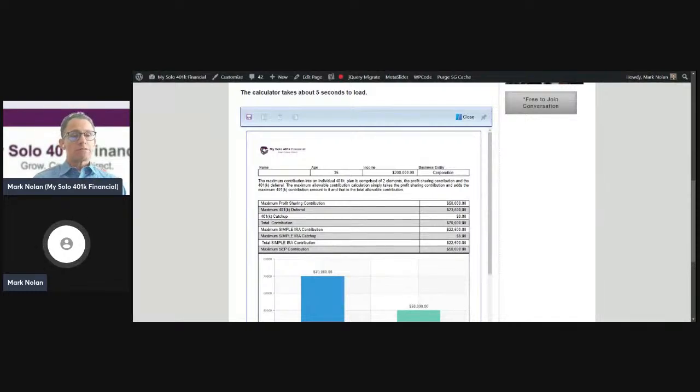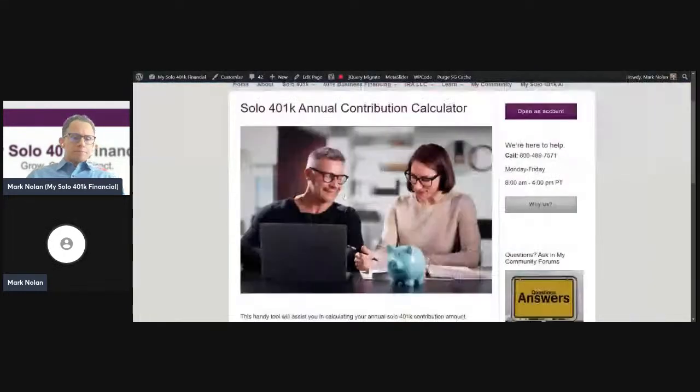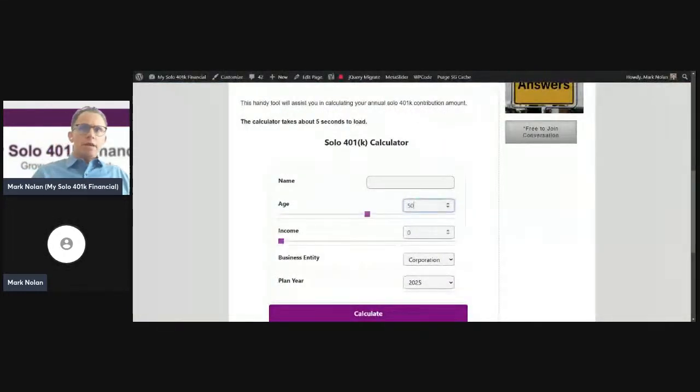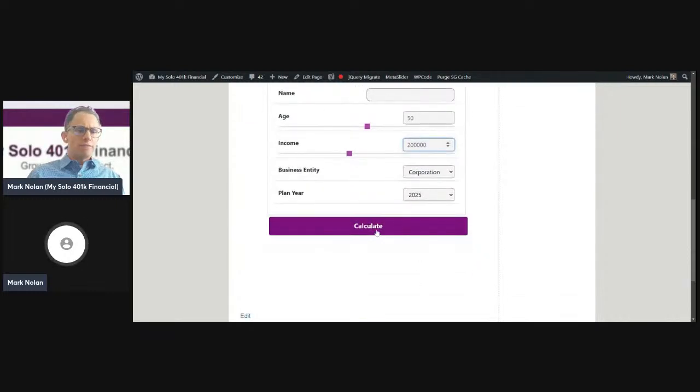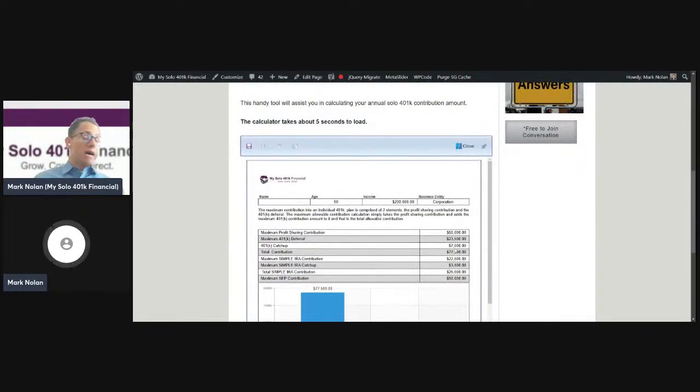If you're age 50 or older, you qualify for the $7,500 catch-up contribution. So let's do an example there. This person's age 50, income is $200,000 of W-2 wages from their self-employed business. Plan year 2025. Calculate. Okay, here we're going to see that it went up by $7,500. That's because of the catch-up contribution.